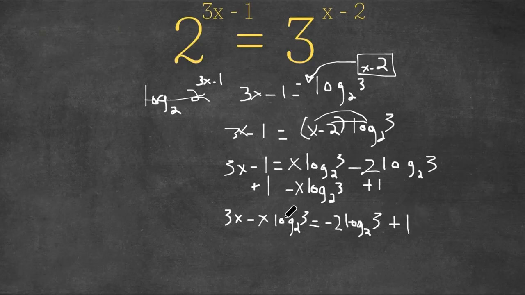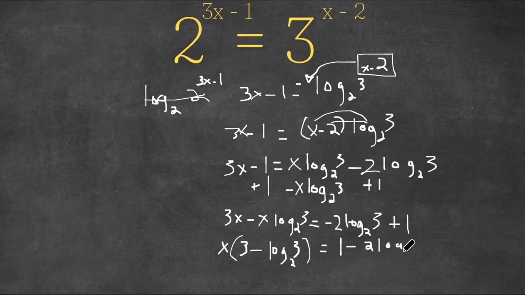Alright, so now we're going to factor out x from this expression. So if we factor out x, well, 3x divided by x is simply 3 minus x log divided by x is simply just log subscript 2 of 3, and this equals, well, I could just say 1 minus 2 of log subscript 2 of 3.